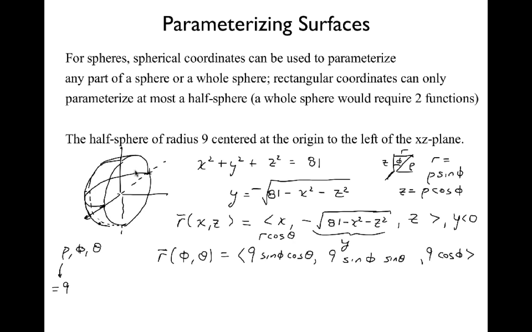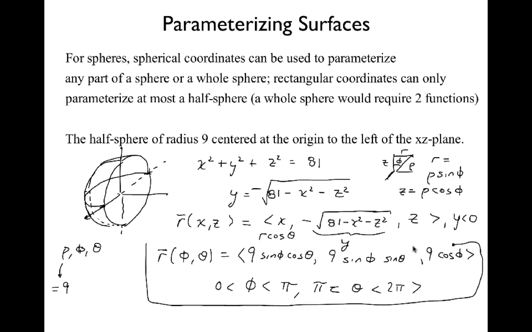Now we need to get the left half of it. So we just need to know, how does phi vary? Phi is going to vary from 0, straight up, all the way down to pi. So we're going to get all the values of phi. And what is theta going to do? We know theta is the xy angle, right? So theta equals 0, pi over 2, so it's going to be pi to 2 pi. This is quadrants 3 and 4 in the xy plane. So that would be our parameterization using spherical coordinates.